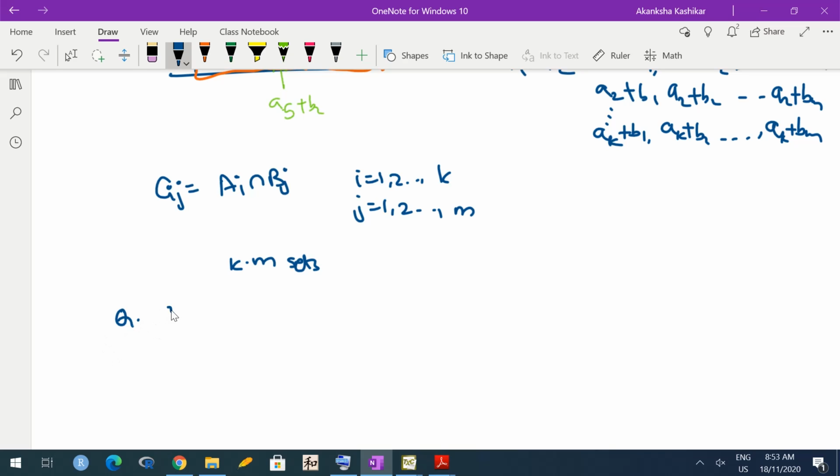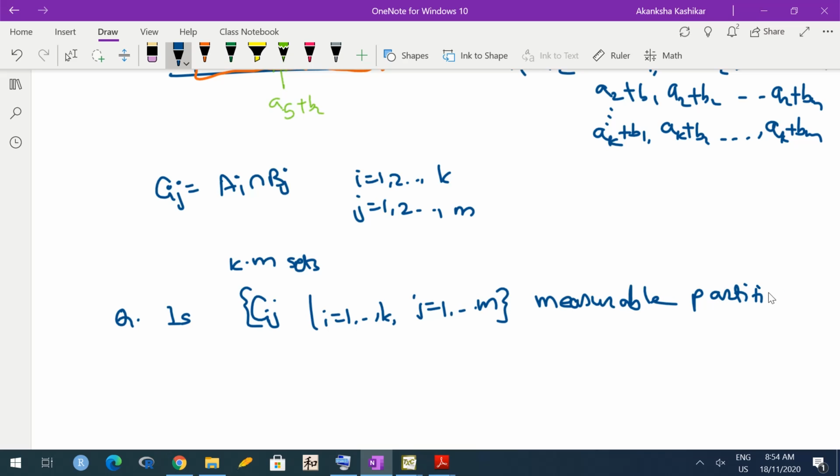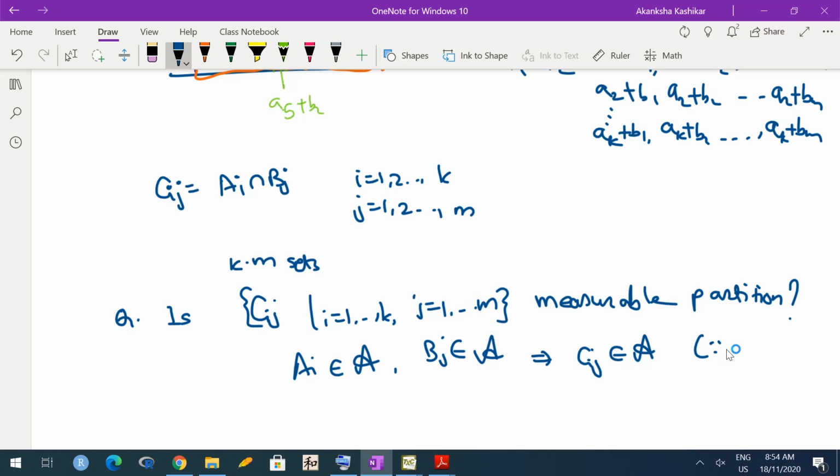Now the first question is: Cij, i going from 1 to k, j going from 1 to m, is this a measurable partition? There are two things. First I have to show that all the Cij's are disjoint, that the Cij's are mutually exclusive and exhaustive. That is one part, to show it's a partition. And the second part is to show it is measurable, meaning we have to show that every Cij is in script A. The second part is easy because every ai is in script A and every bj is in script A. Because script A is a sigma field, the intersection of any two sets from it would also be in script A. So measurability is easy.